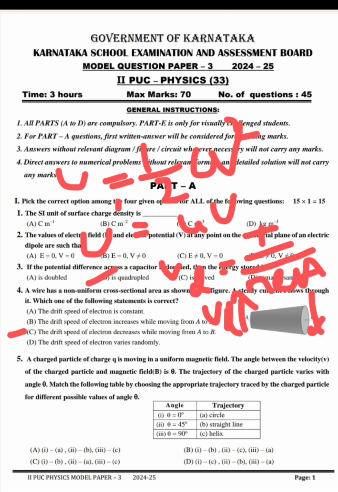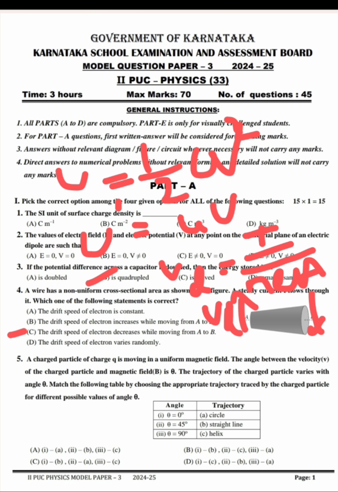Next, fifth question. A charged particle of charge q is moving in a uniform magnetic field. The angle between the velocity of the charged particle and the magnetic field is theta. Then the trajectory of the charged particle varies with angle theta. Match the following table by choosing the appropriate trajectory traced by the charged particle for different possible values of angle theta.